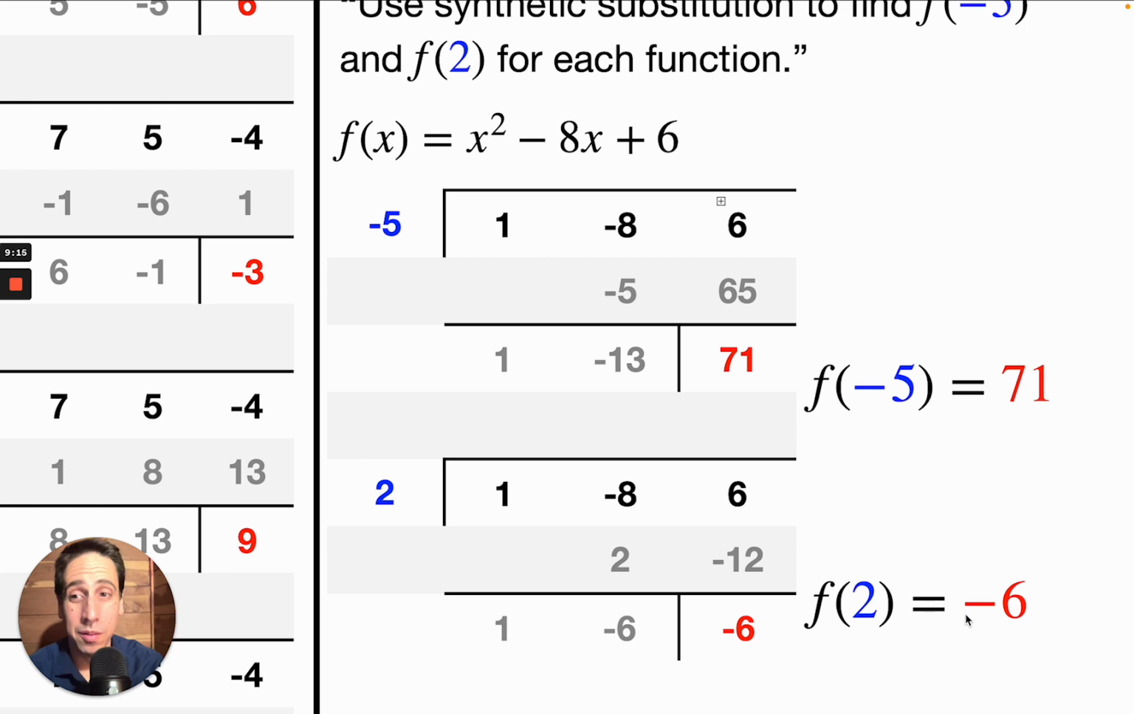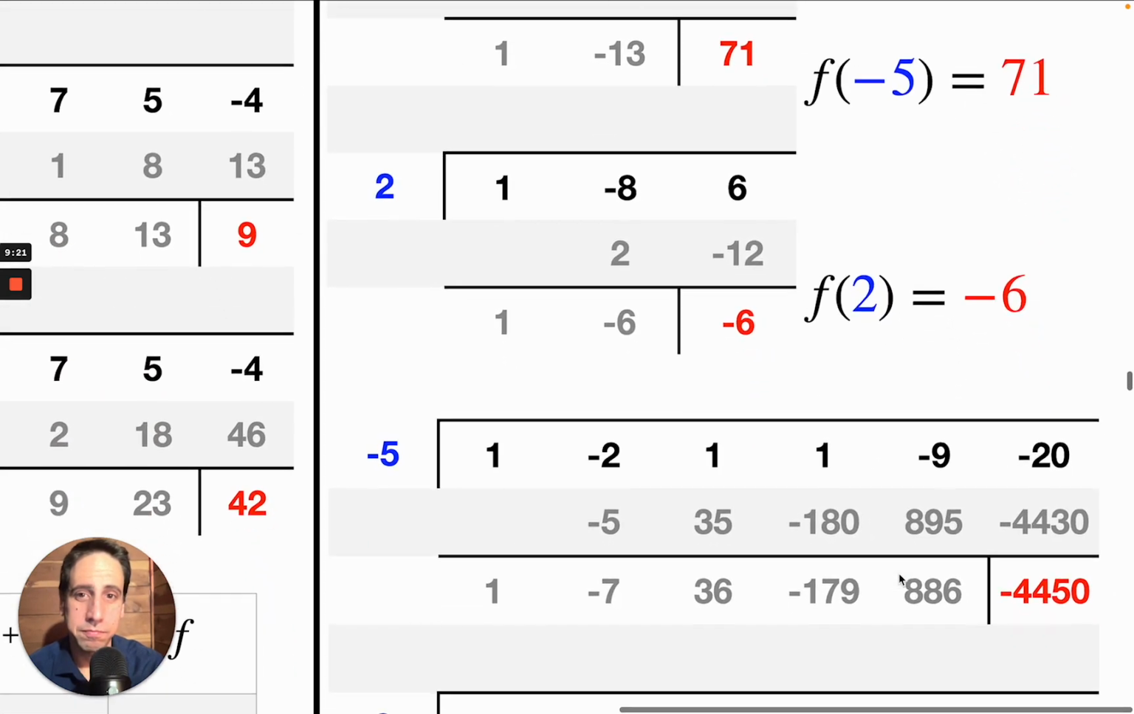But maybe synthetic substitution is easier. It doesn't matter. You can do either one. They're going to be the same.